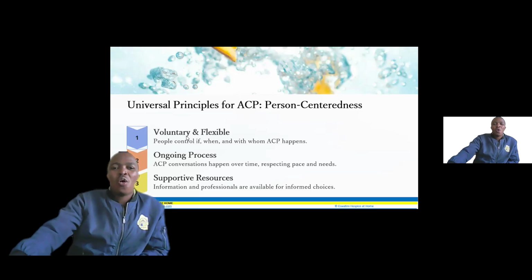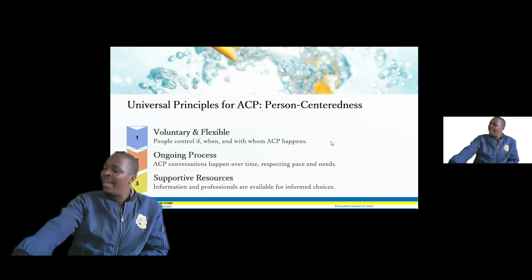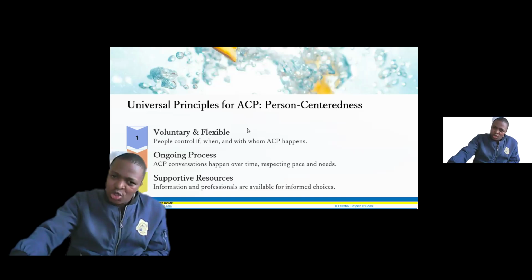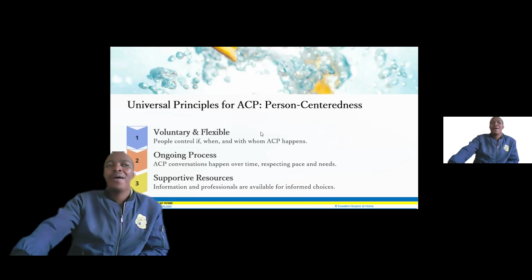All right. So one, it must be voluntary and flexible. Okay. So the person controls it. So that's what we need to understand. It is voluntary and it's flexible. So they control when, and with whom, the ACP happens. They are the ones in charge. Number two, it's an ongoing process. ACP happens over time, as I've already said, respecting the pace and needs. A patient will say, not today, and then you postpone to next time. Never give up, but keep on knocking at the door because it's a process.